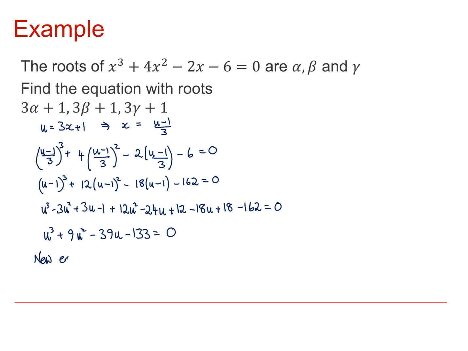So my new equation in terms of x is x cubed plus 9x squared minus 39x minus 133 equals 0.